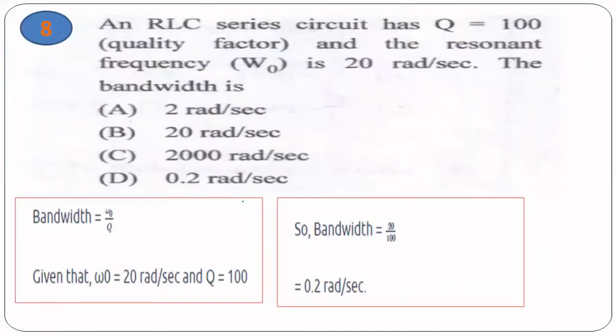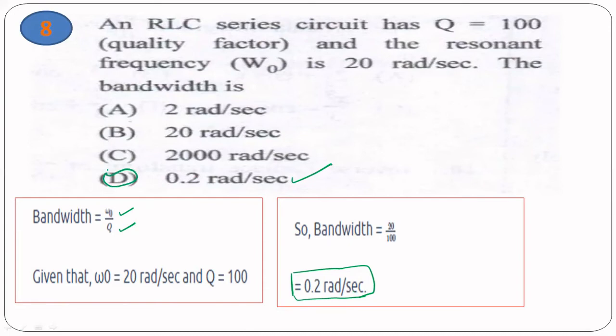Next is with respect to an RLC series circuit, which has a quality factor and resonant frequency, and we need to calculate the bandwidth. Bandwidth is given by resonant frequency in the numerator and quality factor in the denominator. If we apply this formula, we get the bandwidth as 0.2 radians per second. Option is D.